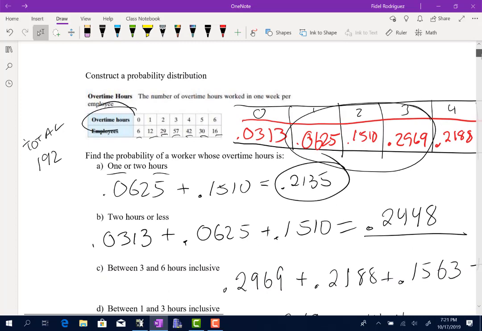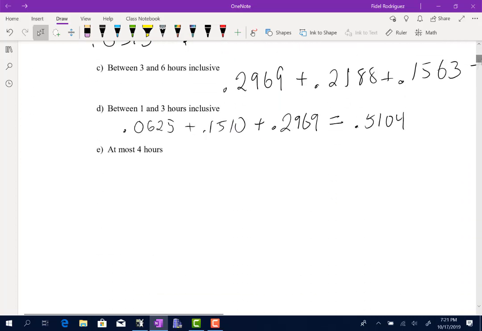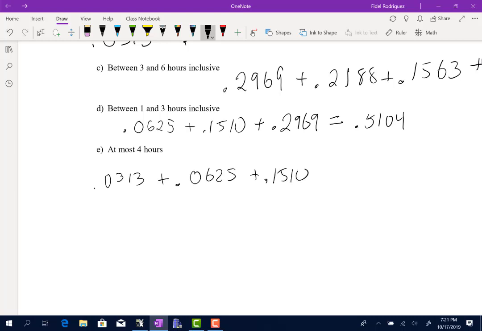So I'm going to come back over here. Let me see. 0 was 0.0313. What was 1? 0.0625, right? There you go. And then plus 0.1510. And then 0.2969. Is that the last one? We need one more, right? 0.2188. Good. Okay. So guys, we're going to add up all those numbers together.